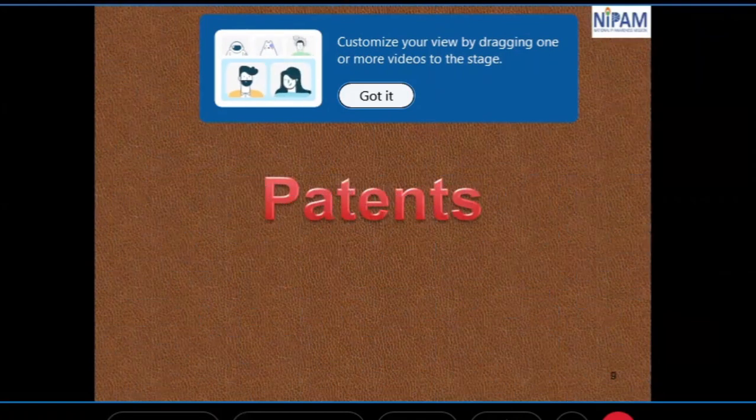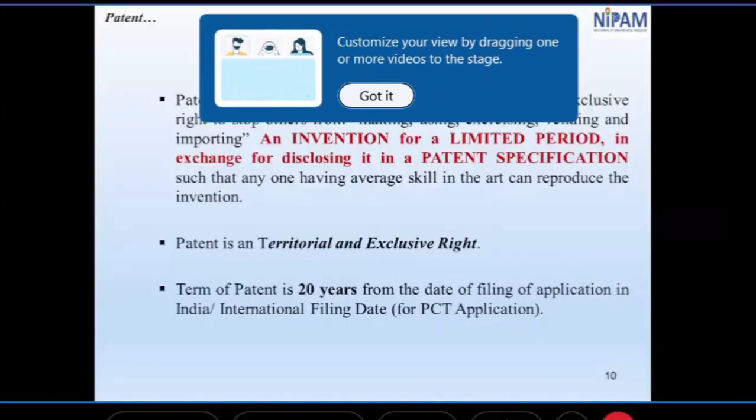So we have talked about intellectual property rights and the basics of intellectual property rights, and now let's go deep into patents. What is a patent? If someone asks what exactly a patent is, what will you answer? Don't look at the slide. Let me explain what exactly a patent is.